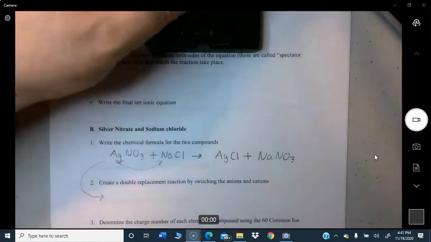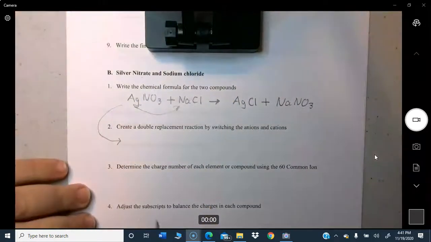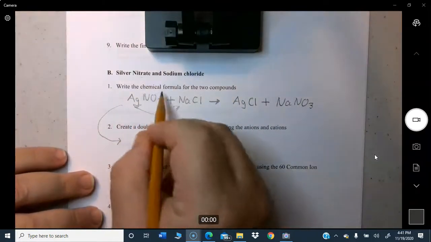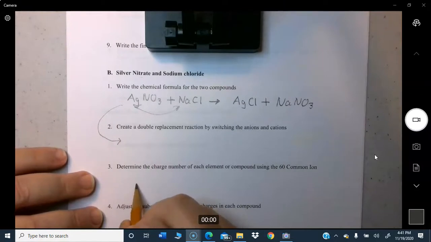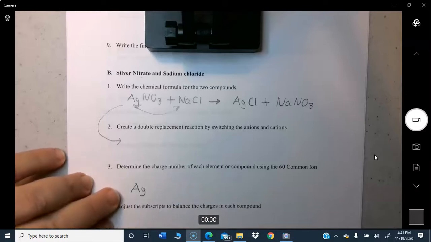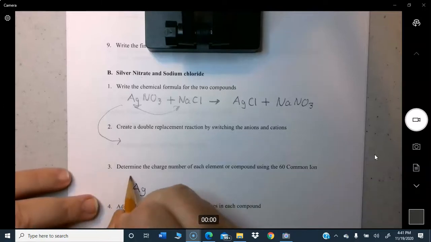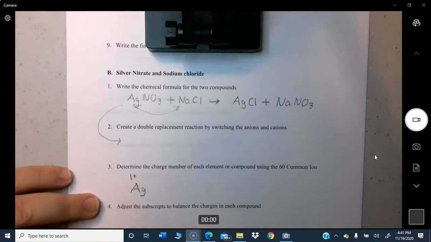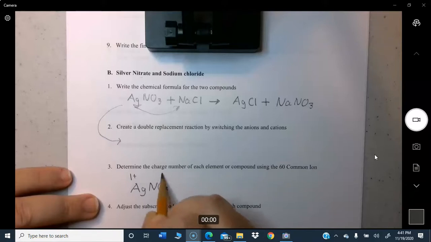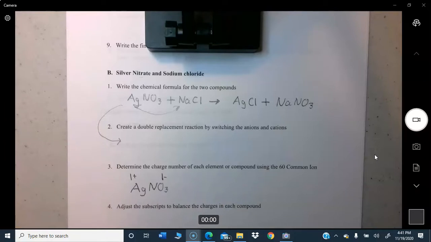Now I'll come down here and rewrite it. We'll determine the charge numbers down here because I didn't leave myself a lot of space up there. First you have silver, Ag, and silver is a 1+, and then you have nitrate, NO3, and that's a 1-. So those are already charge balanced. You don't need to do anything to the subscripts.